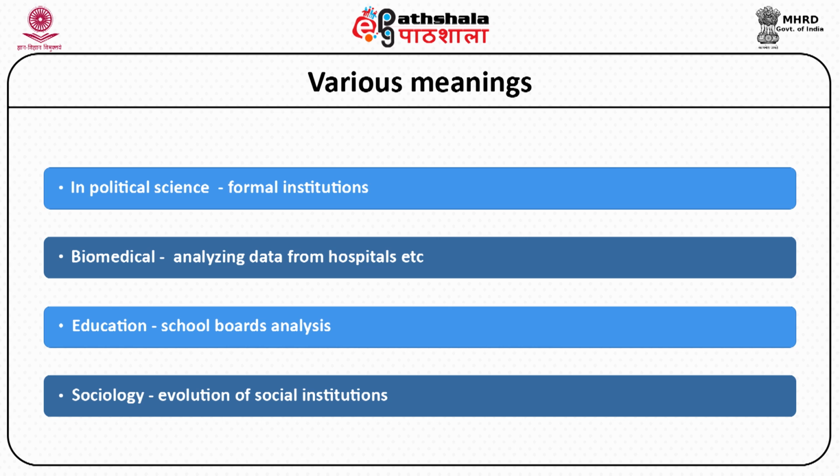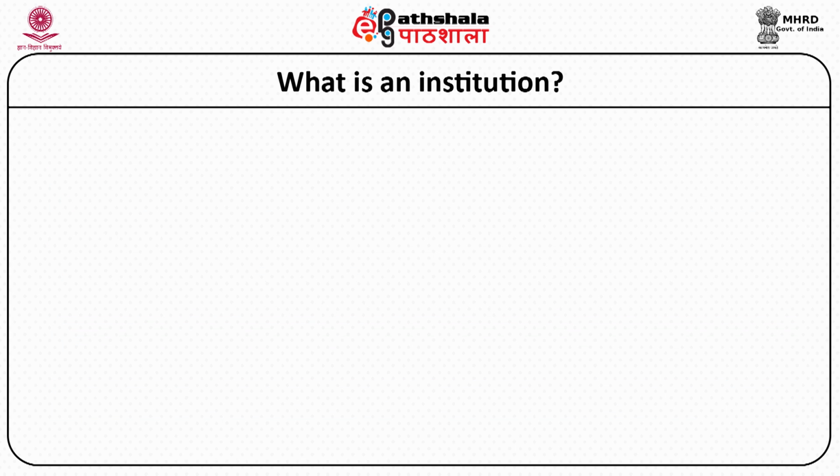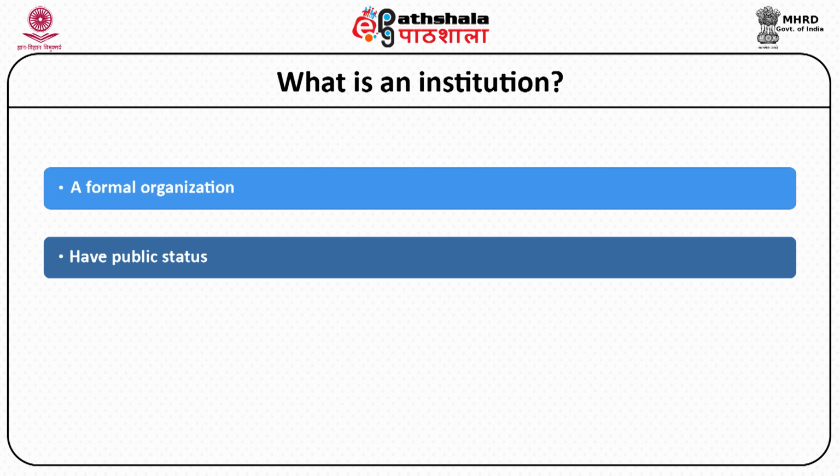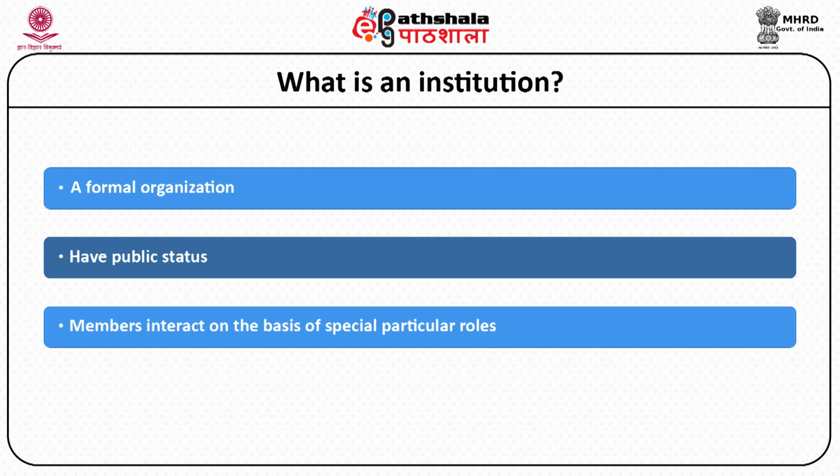The members interact on the basis of particular roles, as I've already told you, that because there's a hierarchy, every member has a position. He occupies a chair. The chair has certain privileges. It has certain limitations. So we can say the institution has public status. It is recognized by the constitution, by the political system, by the people. From the side of the people, there is respect. Why? Because the institution is a formal organization, and members perform their roles within an organization.